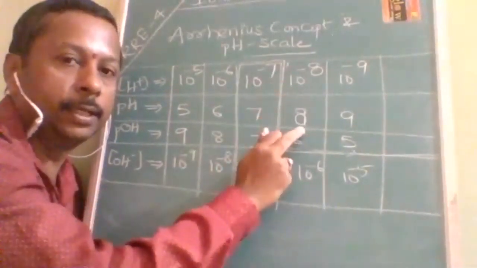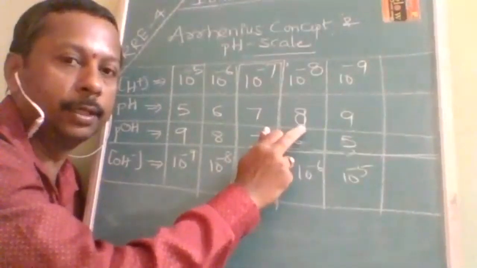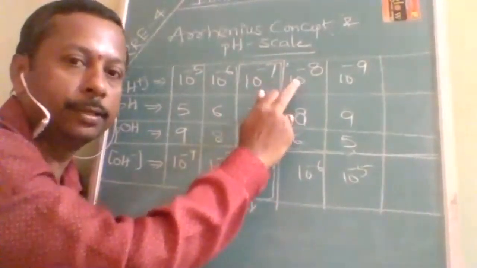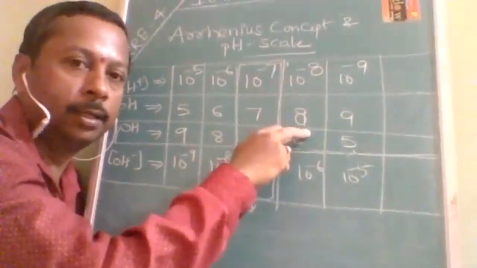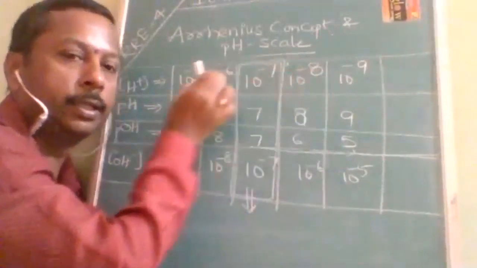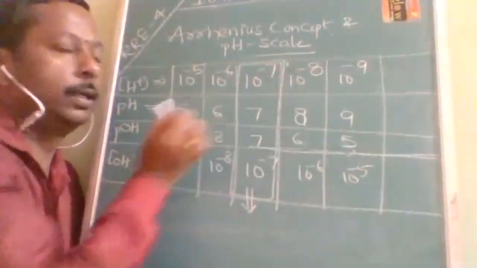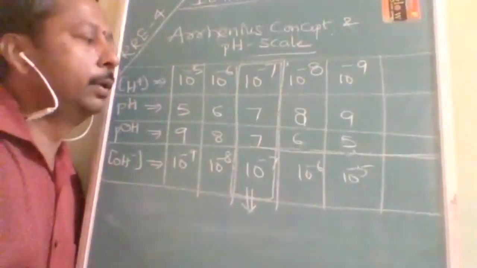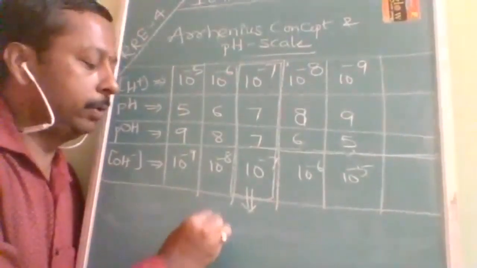So there is a decrease in pH. Sorry, increase in pH. When the concentration of H plus is decreased, pH will increase. When the concentration is increased, pH will decrease. pH is inversely proportional to concentration. How it is mathematically, I will show you.